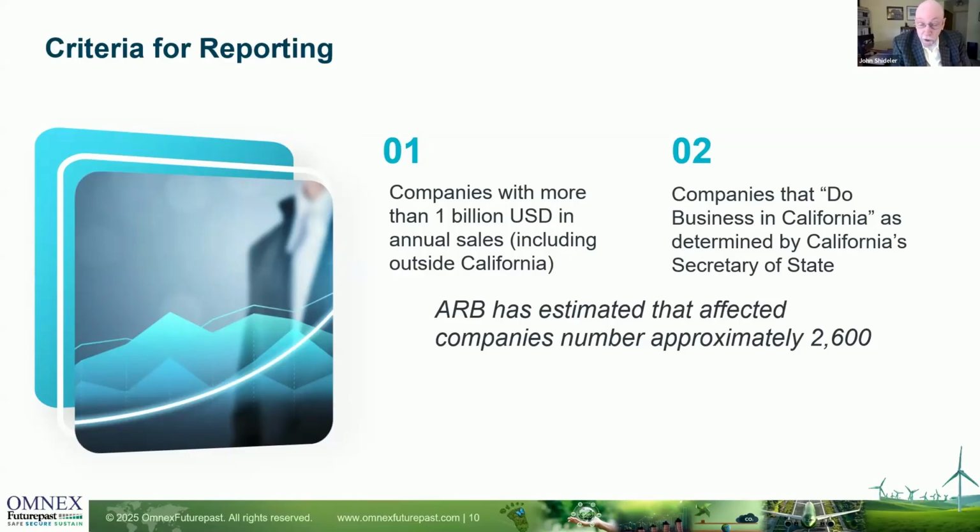That's a pretty low threshold, however, because it only requires about $750,000 worth of sales, or a couple of employees, or a couple of properties in California. So most companies that meet the requirement of $1 billion in sales will also probably meet the requirement for doing business in California. ARB has estimated that that's about 2,600 companies.